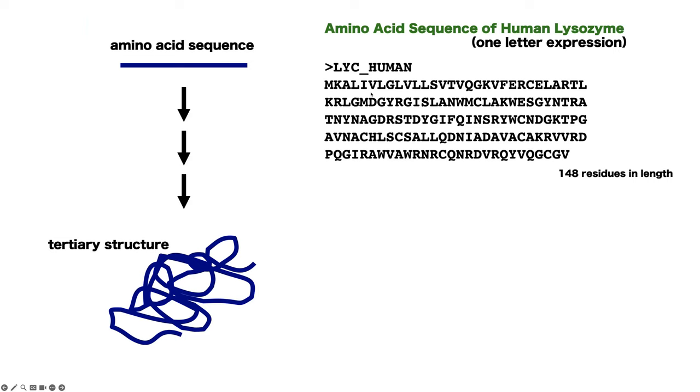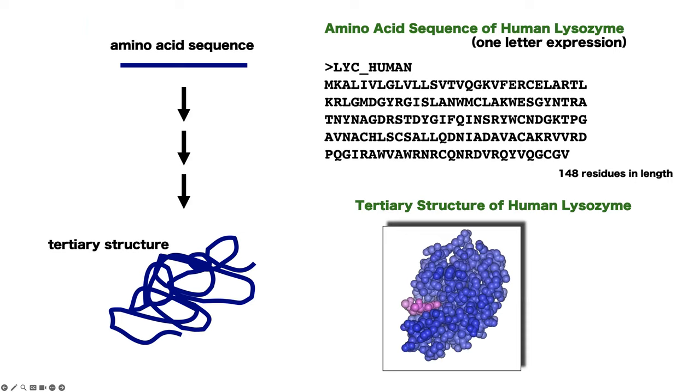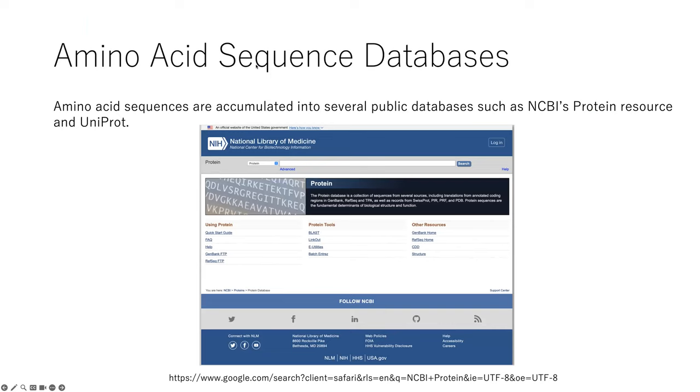So from N-terminal to C-terminal, the long sequence cannot be expressed in a single line. So it is folded here, and it is folded here, but it is actually a single long string-like molecule. In this case, human lysozyme consists of 148 amino acid residues. And amino acid sequences of various proteins are stored in databases. One of the representative databases is NCBI Protein Resource and UniProt. I'll try to access NCBI Protein Resource later in today's lecture.